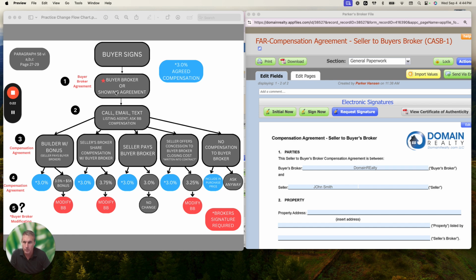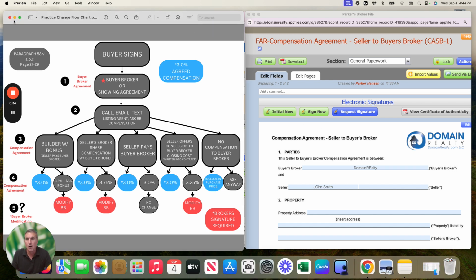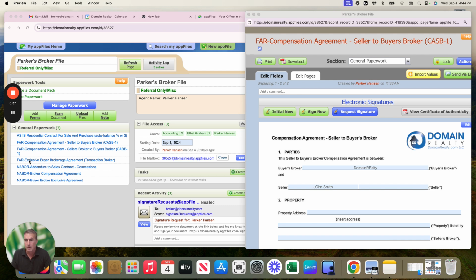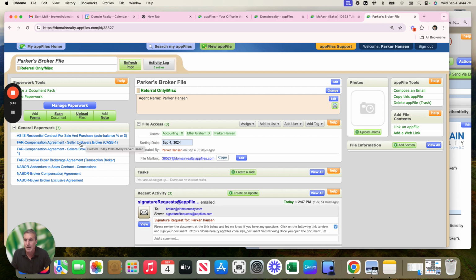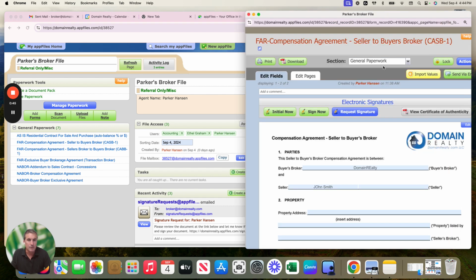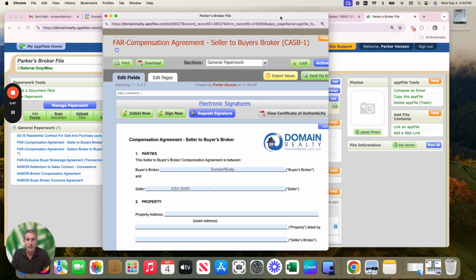We've got our buyer broker agreement signed. We have an agreement for it. You've called them. The seller is down here. The seller has decided to pay the buyer's broker. What you're going to use is the FAR compensation agreement, seller to buyer's broker agreement. Now, remember, it's extremely important to understand this.